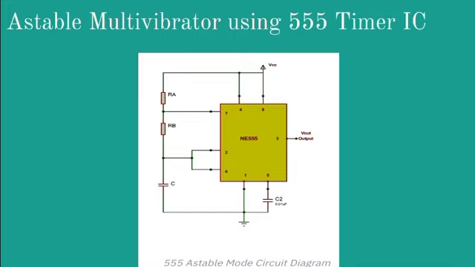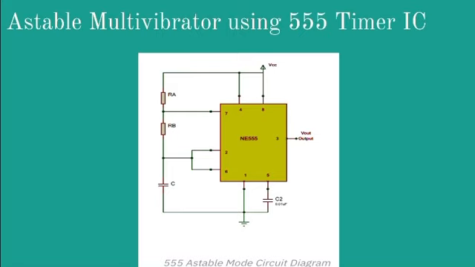These two resistors, RA and RB, and the capacitor C are selected appropriately so as to obtain the desired on and off timings of the output terminal, that means pin 3. Basically the on and off timing at the output, that means the high and low state at the output terminal, is dependent on the values chosen for the resistors RA and RB and capacitor C. So let us see the connections.